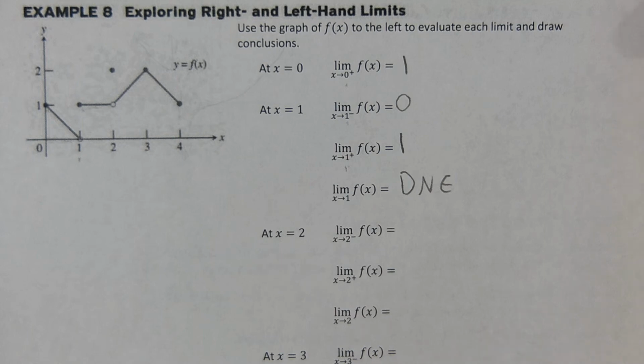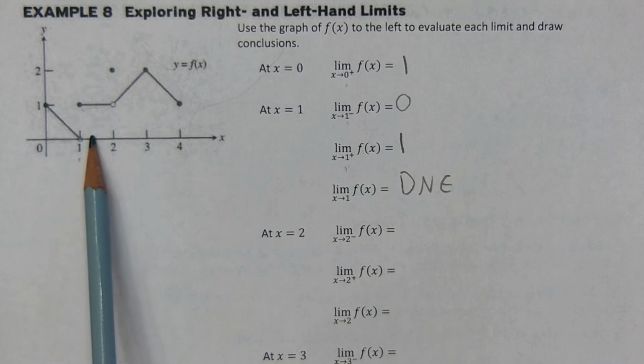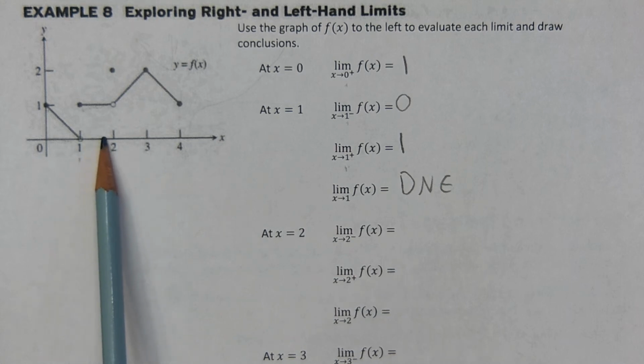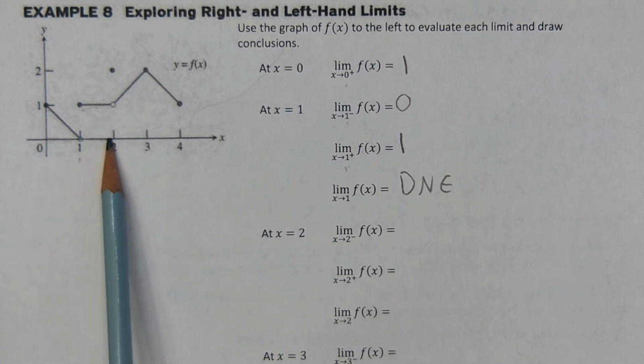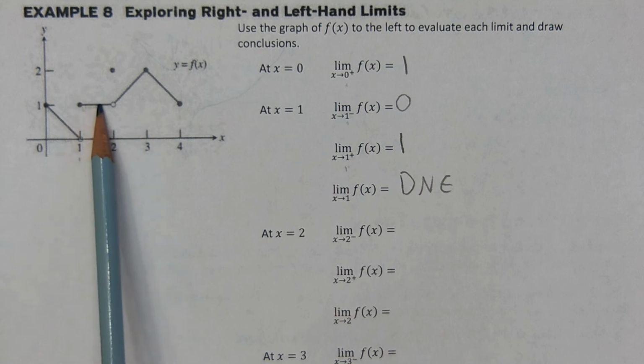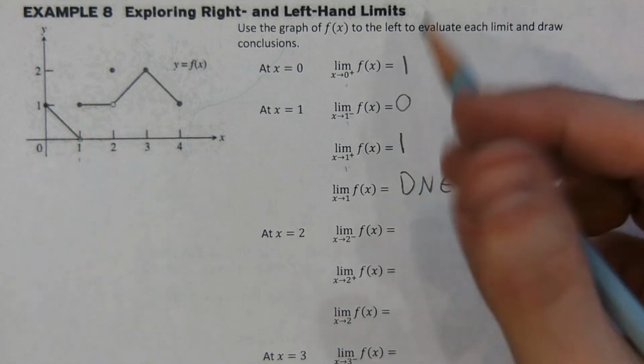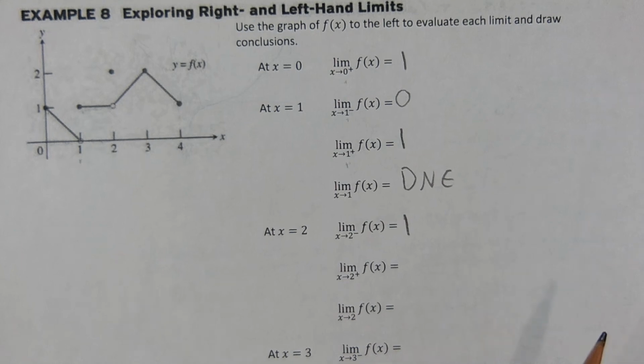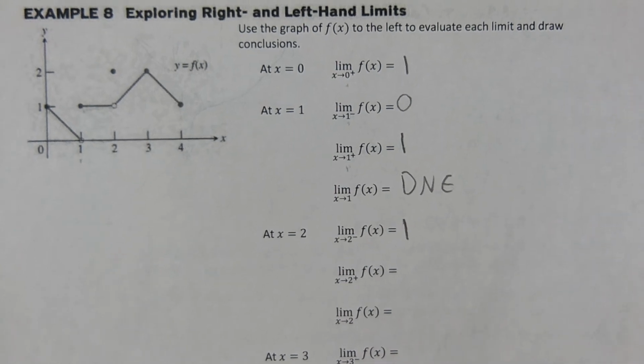Okay, let's talk about what's going on at x equals 2. Let's approach 2 from the left. So I start somewhere over here to the left of 2, and I get closer and closer to 2. And as I get closer and closer to 2, the y values get closer and closer to 1. No, it won't actually hit that point. It's another jump discontinuity, but that is the goal.